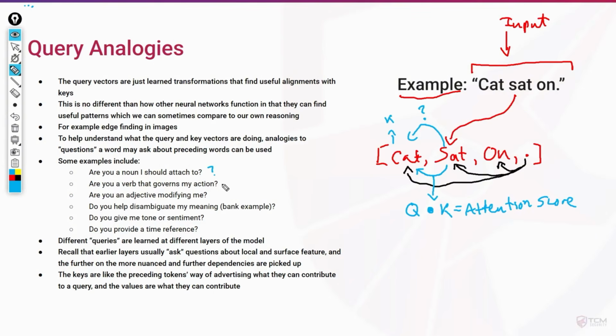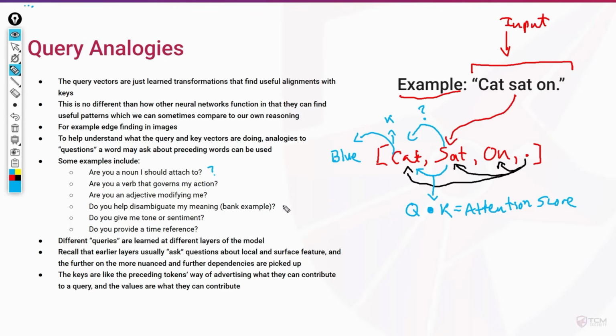It could also be something like, are you a verb that governs my action? So for example, one could ask that to SAT, and SAT would say, yes, I am. Or are you an adjective modifying me? So maybe it was like the blue cat, right? So this cat would ask that, and it would go back and say, yes, I am. And then cat would know, well, I need to pay more attention to this because I want to inherit some of its blueness. Do you help disambiguate my meaning?